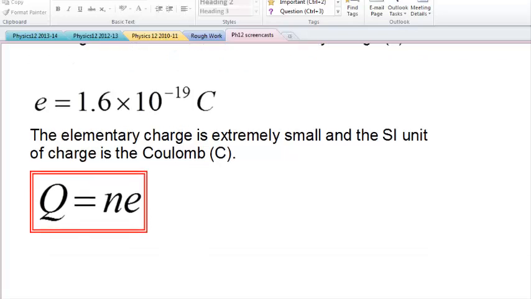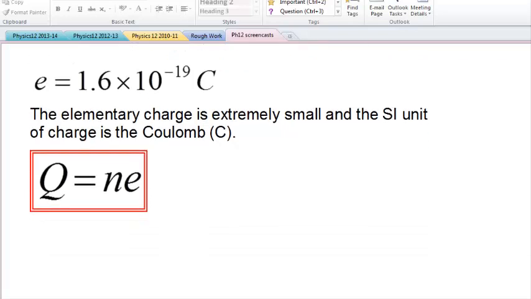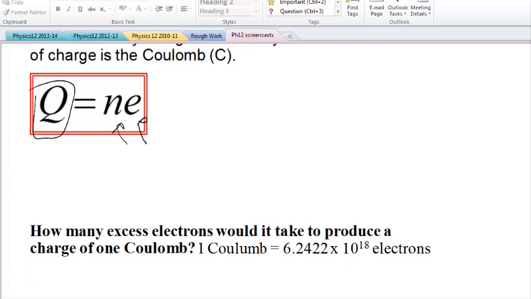If we want to find out how much charge an object has, what we can usually find is the excess electrons, which would be n, times the elementary charge, which is 1.6 times 10 to the negative 19, and this will give us the charge of the object. Now this could be for electrons or protons.